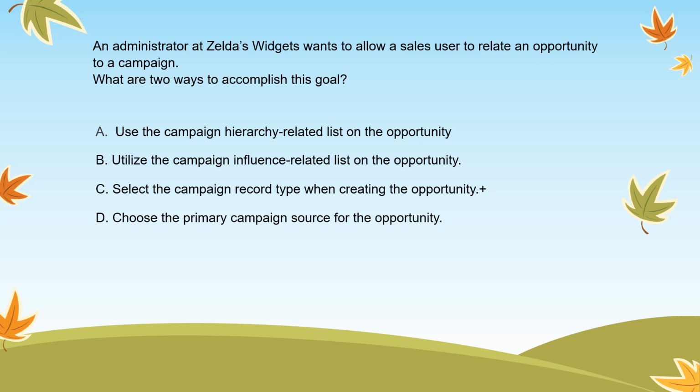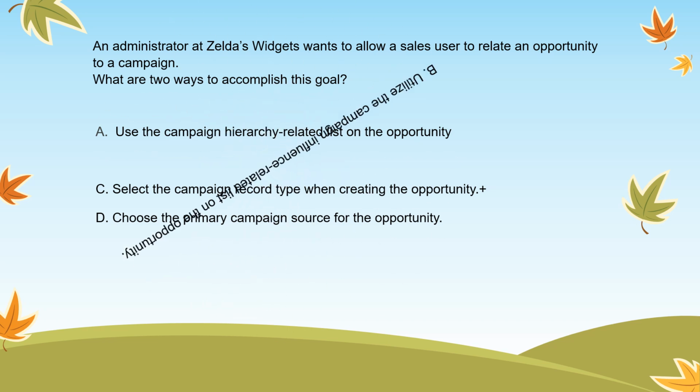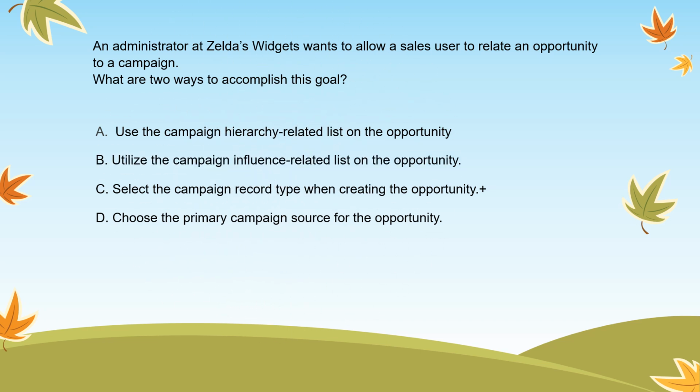So C is incorrect because campaign record types are specific to campaign records, so they're not going to find the related ones. And D, fill in the primary campaign source field to indicate that the opportunity resulted from this campaign. So when you're filling it out, you have to put that in so you can relate it. So here we go. Let's see if we're correct. And we are.